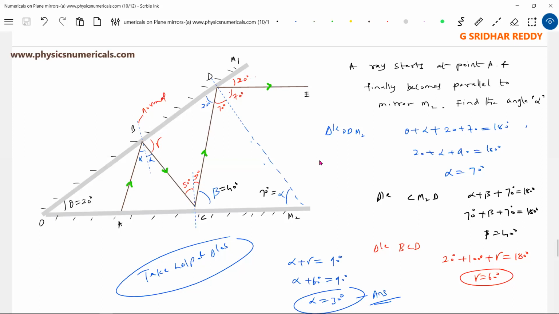Okay, now, these are some numericals which are related to reflection at a plane mirror. Okay, we'll do one thing. We will stop the class here. I'll go for the next topic.